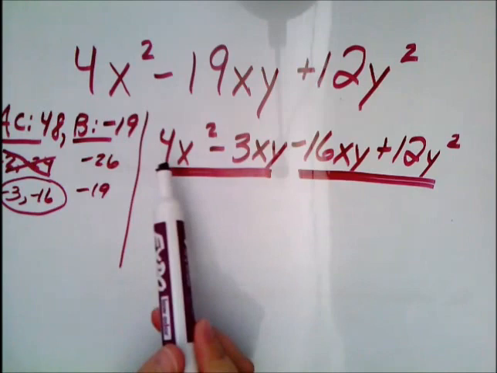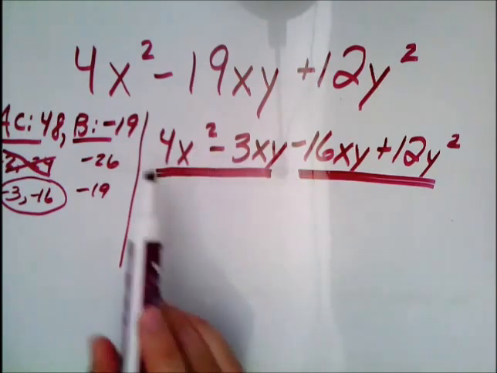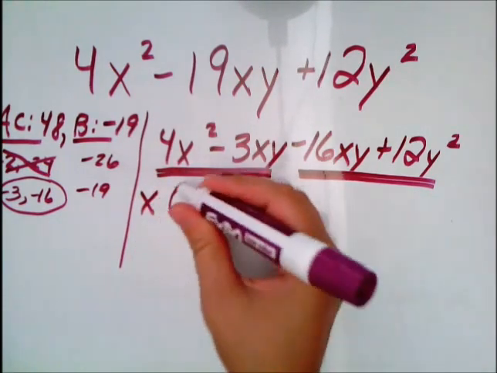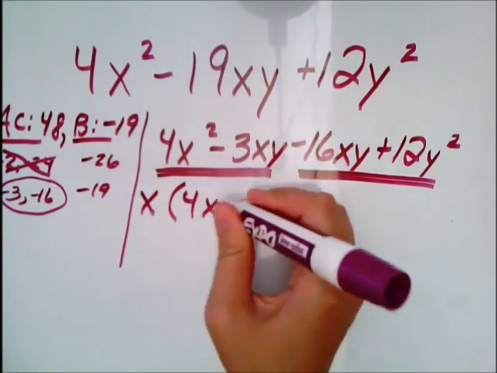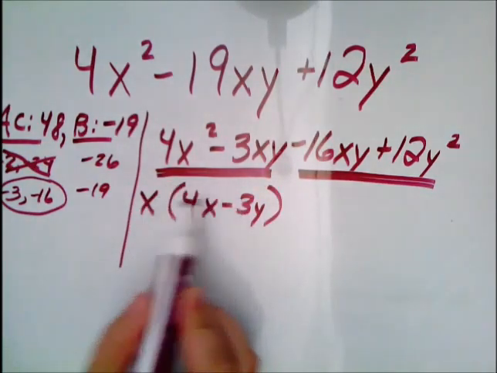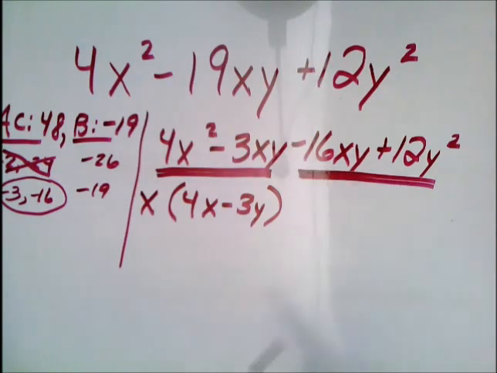So what can I factor out of 4x squared and 3xy? 4 and 3 don't have any common factors, but they both certainly have an x, so I can at least factor out an x. And I'll be left with 4x minus 3y. Right, multiply it back in there to make sure it works. All right, what can I factor out of 12 and 16?